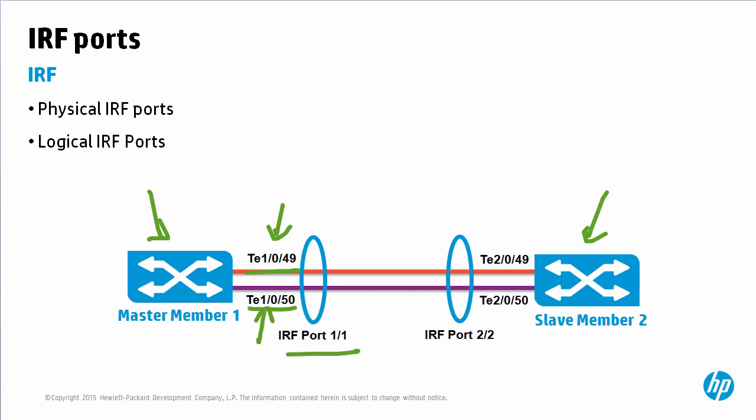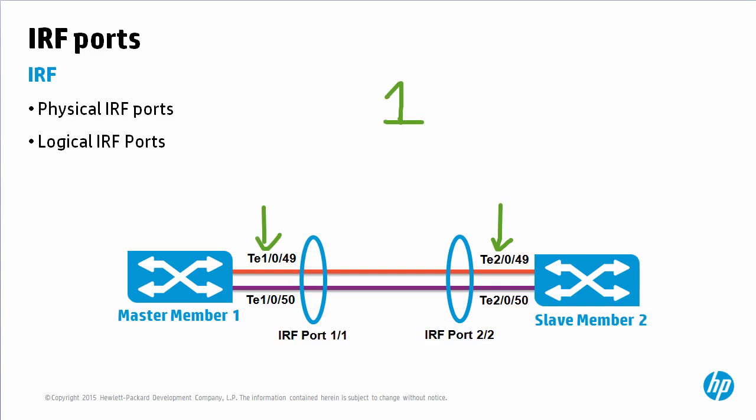So as an example, you could connect 2 cables between these 2 switches, as I've done in this example, or you could add additional links to provide greater throughput between the switches. Now, these physical interfaces start with a number such as 2 in this diagram, or 1. That number is the member number in the IRF unit.